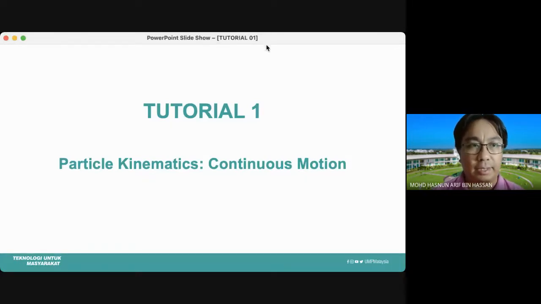Okay, let's discuss the tutorial. I have given you 7 questions on particle kinematics, continuous motion. Continuous motion means whatever is described in the problem is the motion of the object from the beginning until the end of the motion. The characteristics, the velocity and the acceleration, are the same throughout the motion.